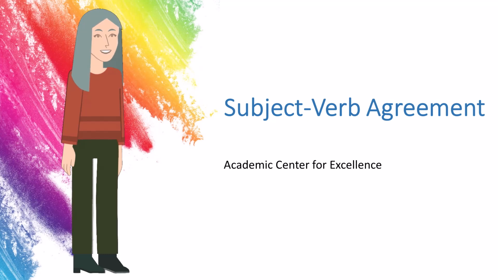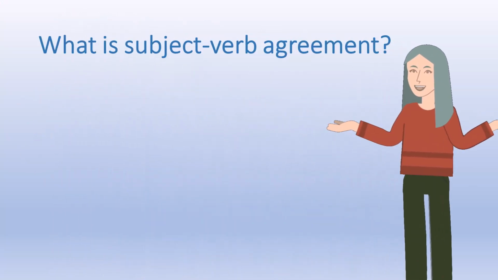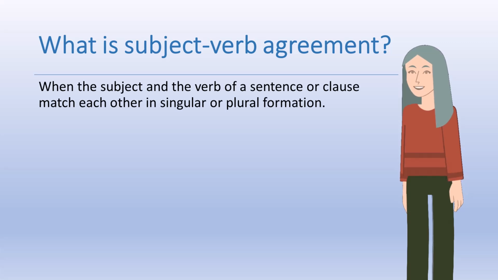Let's talk about subject-verb agreement, specifically 3 challenges to watch for. So, what do we mean when we say subject-verb agreement? We mean that the subject and the verb of a sentence or clause match each other in singular or plural formation. Let's look at an example.